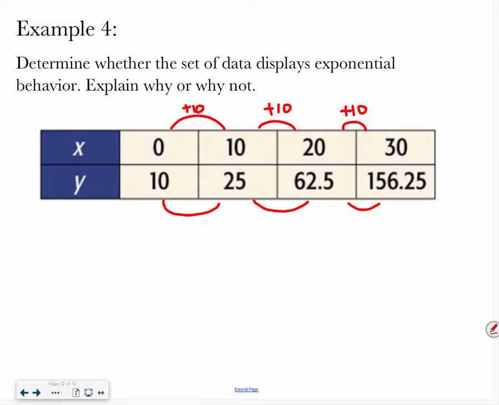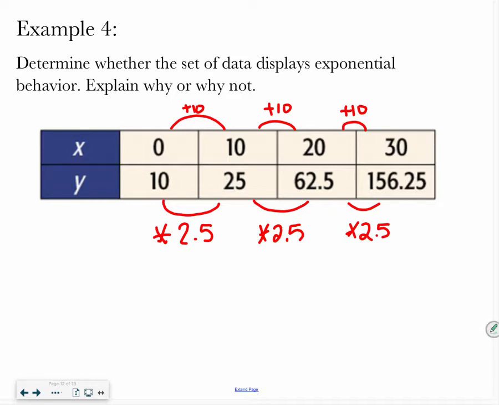Going from 10 to 25, I know I'm not dividing, because if I was dividing 10 by something, it'd be getting smaller. So I know I'm multiplying. So I just have to figure out how much I multiply to get from 10 to 25. Well, I multiply by 2.5. Okay, so if I take 25 and I multiply by 2.5, do I get 62.5? Yes. And if I test the next one, 62.5 times 2.5, that gets me to 156.25. Okay? I know that these are all changing by the same amount.